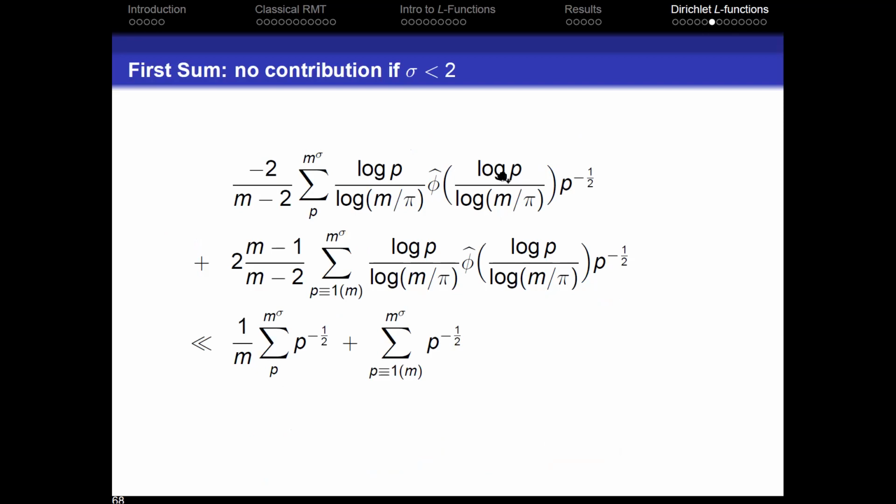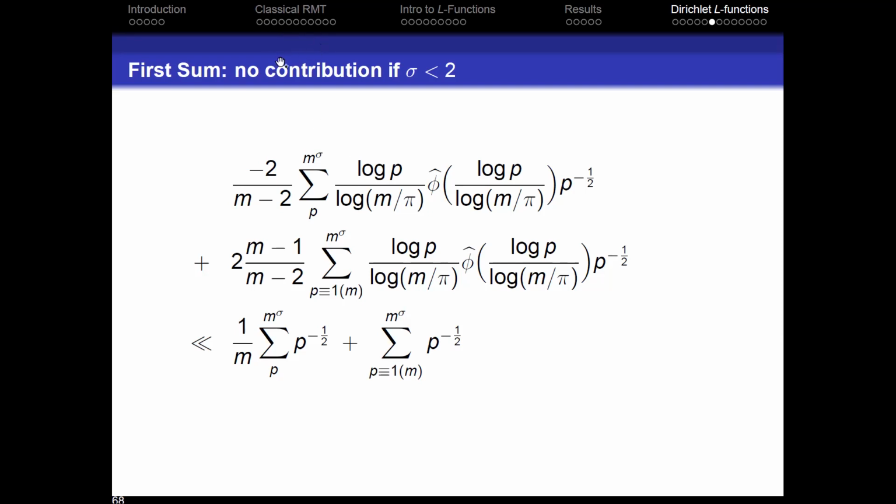If, however, p is greater than m to the sigma, then we're going to be evaluating phi hat beyond its range, and it will trivially be 0. So we can get that there's no contribution from these terms in these ranges. And so what you can see here is the explicit formula is very valuable in converting sums over zeros to sums over primes, but then we put in some number theory to figure out the corresponding sums.